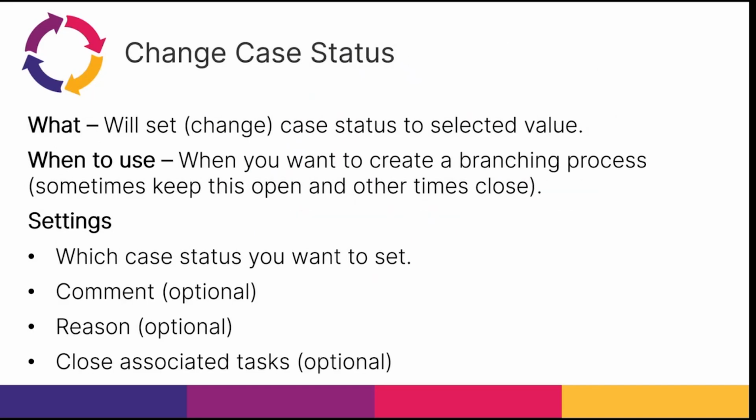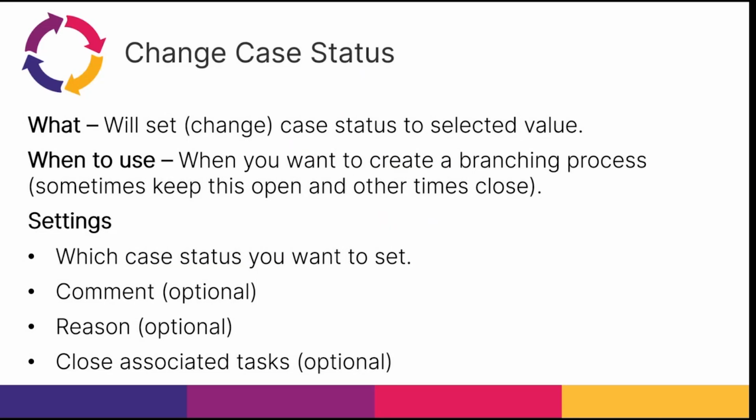Okay, so we're going to go through the workflow types now, one by one, and talk about what they do and what settings are available. So the first workflow type is pretty straightforward. It's called change case status. And what this will do is it will change this case status to any of those 5 statuses that we talked about at the beginning of the training based on those criteria.